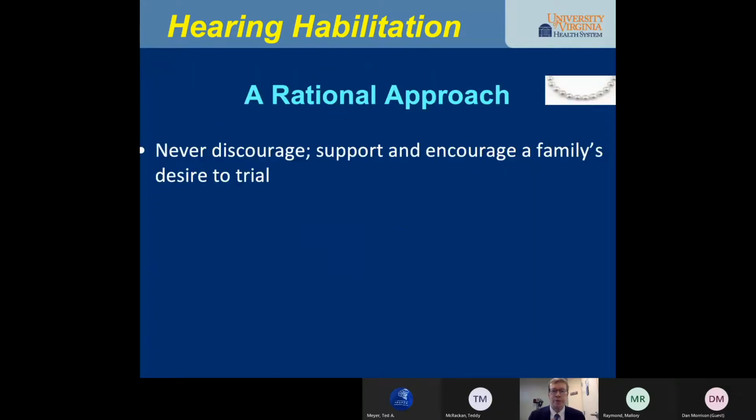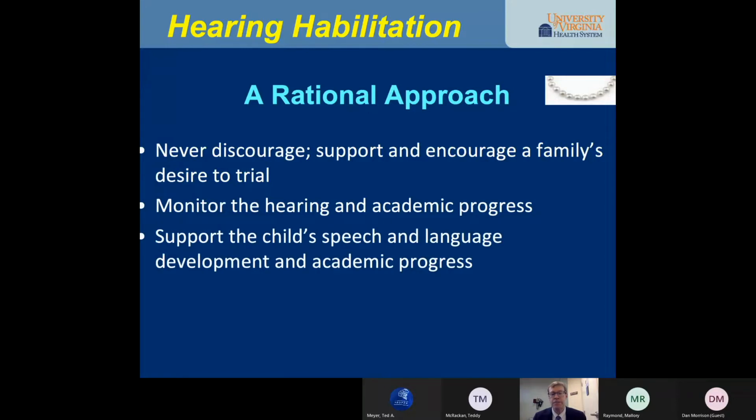So here's my approach. Here's where the rubber meets the road. I never discourage a family with a child with unilateral hearing loss to trial a bone conducting hearing device. I support and encourage the family's desire to trial. I strongly recommend we continue to monitor the hearing and academic progress, and support the child's speech and language development and academic progress. Again, the 504 plan. The earlier the trial, the better the adoption by the child.